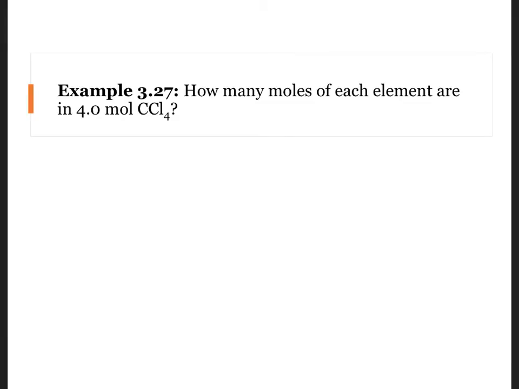How many moles of each element are in 4 moles of CCl4, carbon tetrachloride? Try this one on your own, then I'll sketch out the answer.